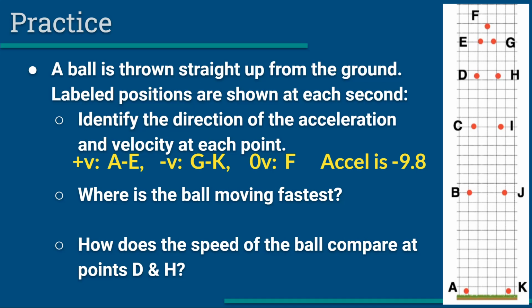The second question says, where is the ball moving fastest? It's going to be moving fastest the moment after it's launched at point A and the moment before it lands at point K. At point A, just after it's launched, it's going to start to slow down, slower and slower. So the fastest it's going is right here. Then it's going to fall back down and speed up. Because these are at the same height, they're going to be moving the same speed. They're just going in opposite directions. So A and K, or A or K.